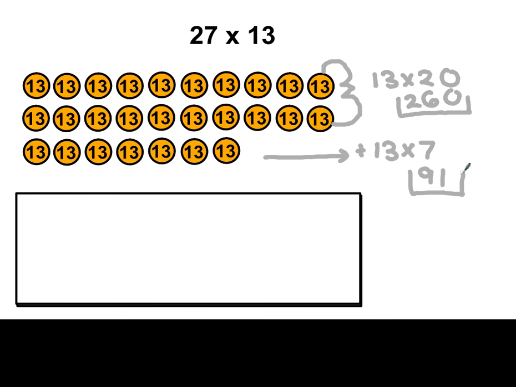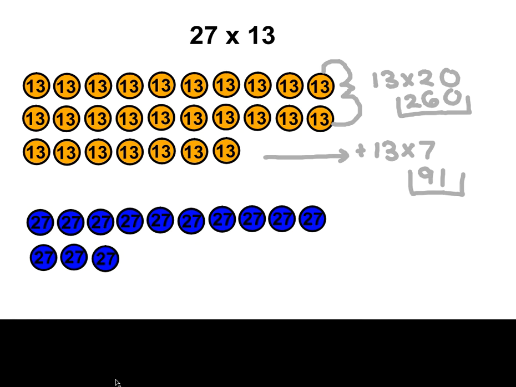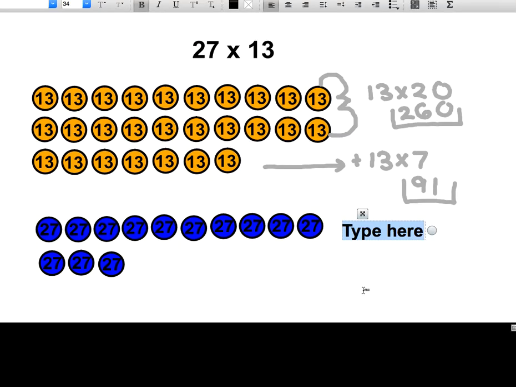Another way you can look at it is instead of 13 repeated 27 times, you could look at it as 27 repeated 13 times. 27 times 10, you know, is 270. And then that leaves 27 times 3. 27 times 3 is 81. You wind up with the same answer of 351.